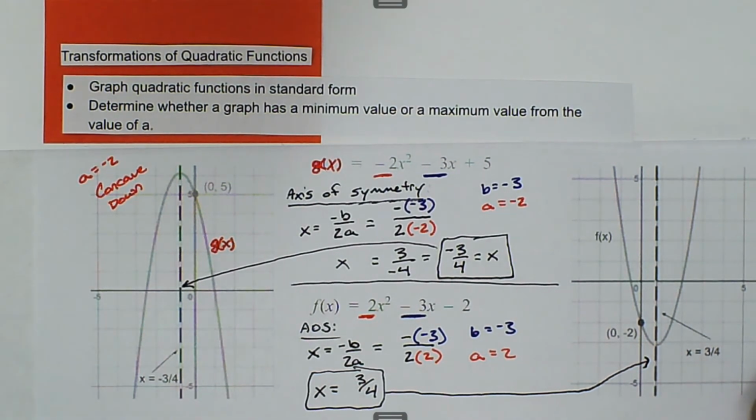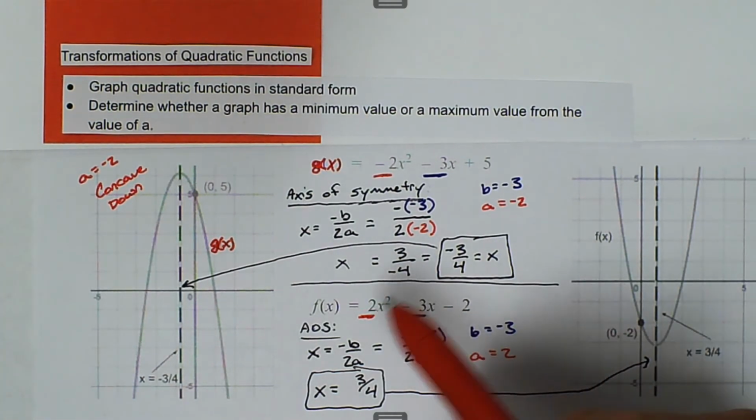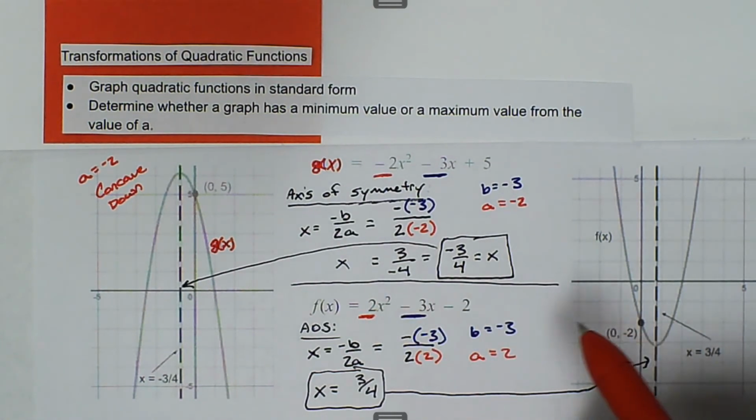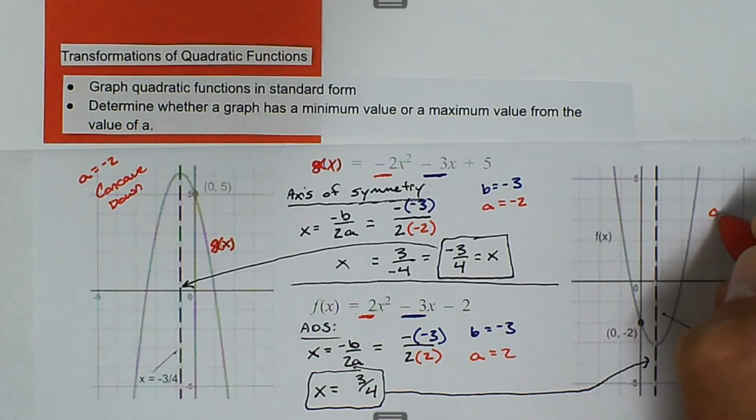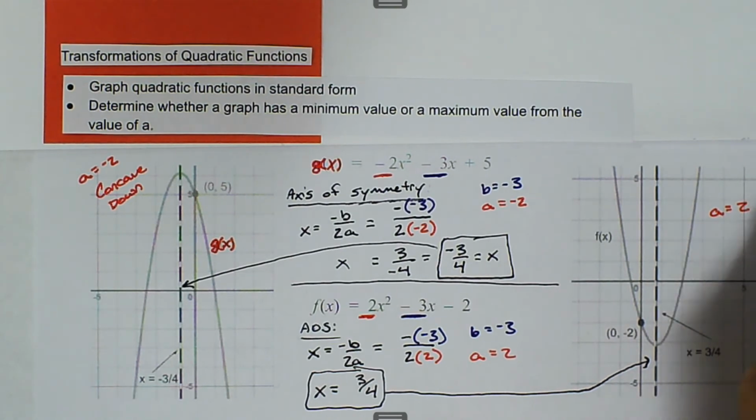Now, same thing over here. Our a value is going to dictate if it is concave up or concave down. So here our a value is 2. That's positive. So that's going to be concave up, as you can see, because the a value is positive.